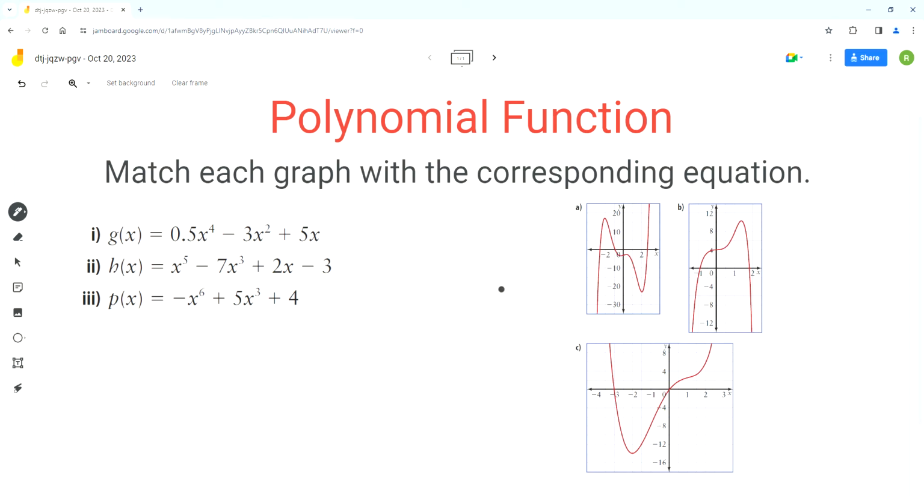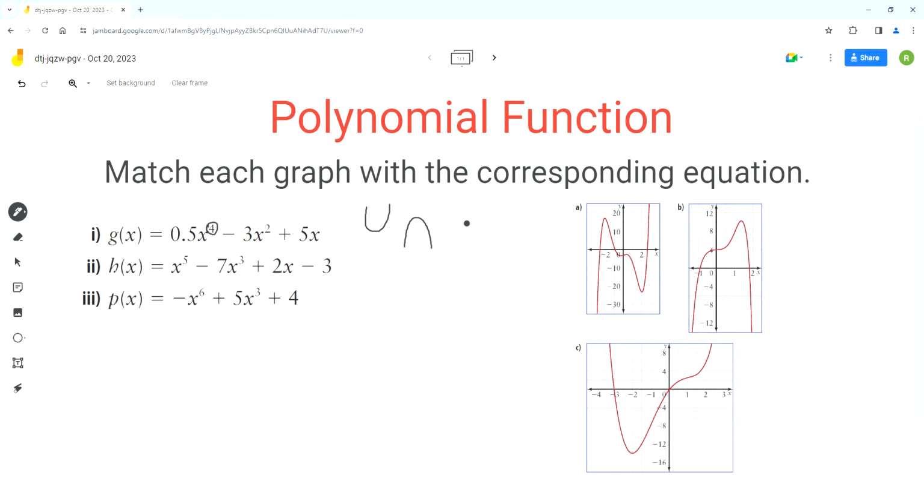So we'll start by analyzing the given equations. Now in each equation, we'll analyze the degree and the sign of the leading coefficient. So in the first equation, the degree of the polynomial is 4, which is an even number. So that means the graph should start and end either above the x-axis like this, or should start and end below the x-axis like this.